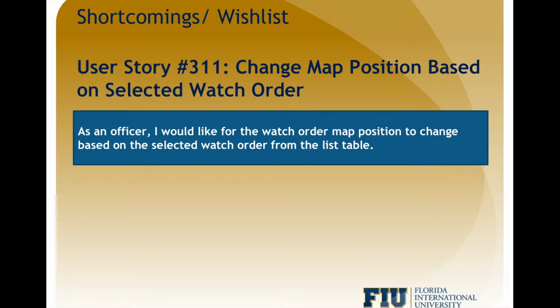So first we have user story 311. Change map position based on the selected watch order. As an officer, I would like for the watch order map position to change based on the selected watch order from the list table.